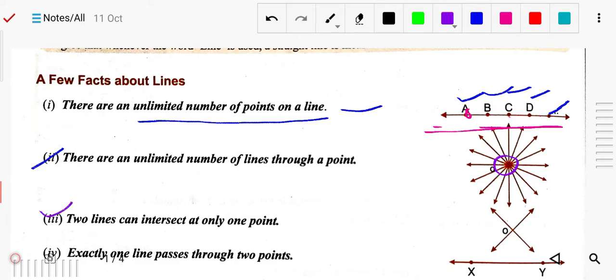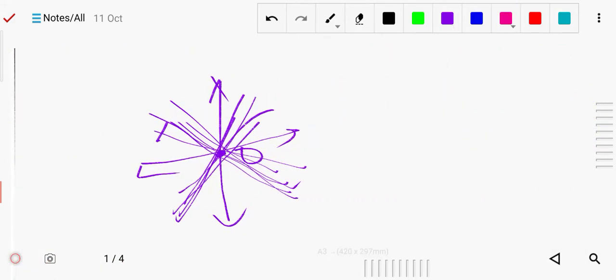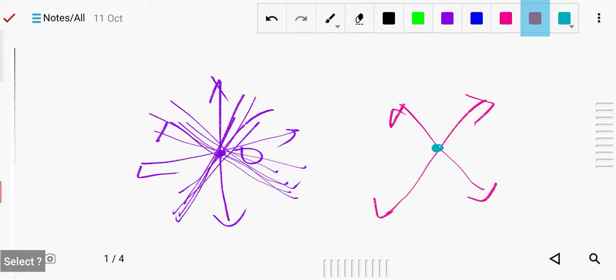Third is that two lines can intersect at only one point. If there are two lines, they can intersect. Intersect means they will cut each other, they will cross each other. So if two lines are crossing each other, they will cut somewhere, and that will be only one point. They will cut at only one point. You can see here they cut at only one point.